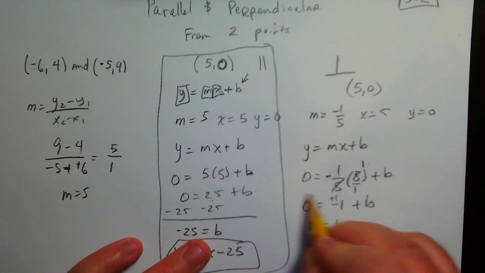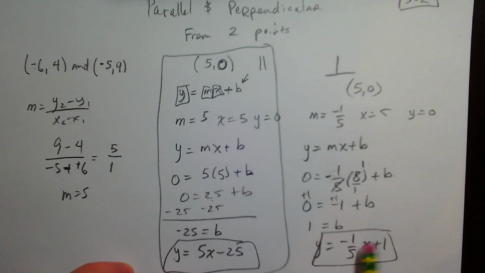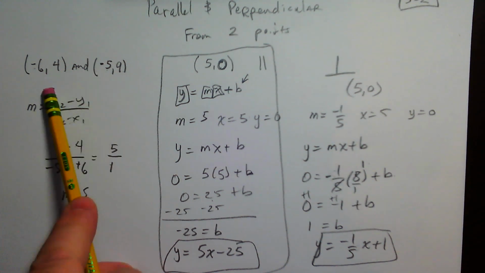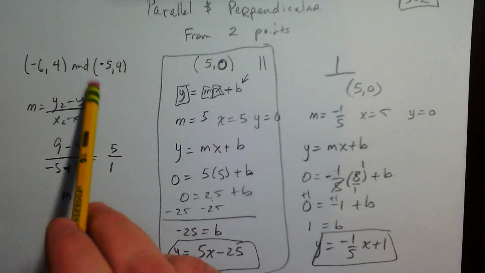Right? You could add 1 to both sides. You can do it in your head. Doesn't really matter. So negative 1/5 x plus 1. So this line is perpendicular to these 2 points. The line that goes through those 2 points. This line right here is parallel to the line that goes through those 2 points.